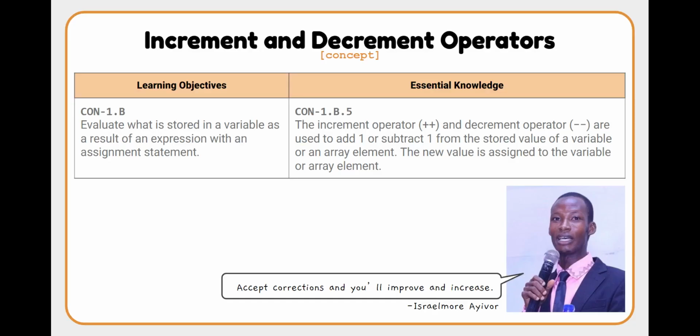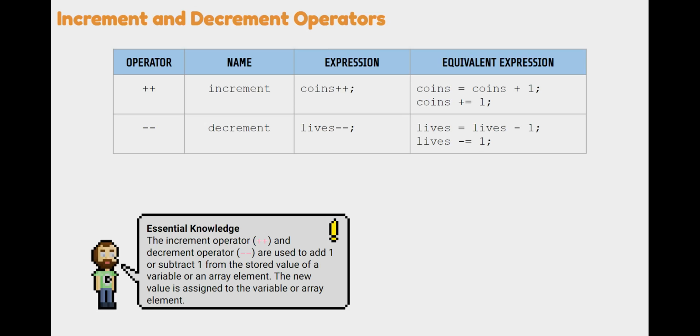Our final topic today is increment and decrement operators. Our learning objective is to evaluate what is stored in a variable as a result of an expression with an assignment statement. We have 2 different operators. We have the increment operator, which is our plus plus operator, and we have our decrement operator, which is the minus minus. Now we use this operator immediately after a variable.